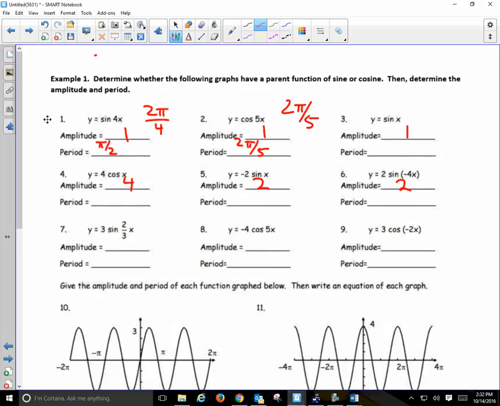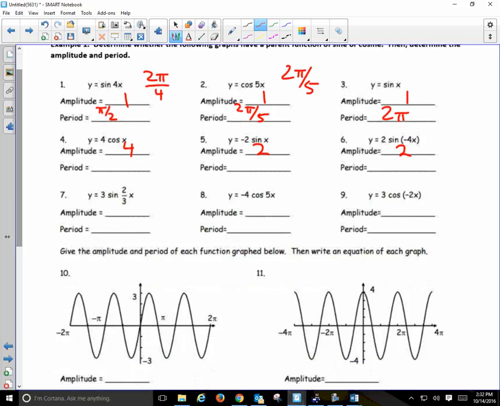For number 3, what's the number in front of x? So it's just 2 pi over 1, or 2 pi. How about for number 4? 2 pi. Number 5? Number 6? I won't ever give you a negative number. We'll always list the period as a positive value as well. Okay? So we'll just call it pi over 2.